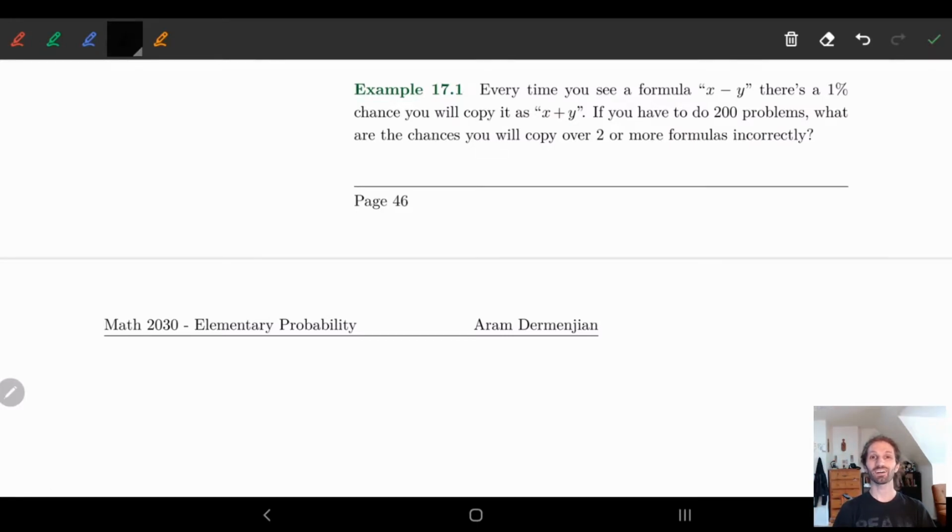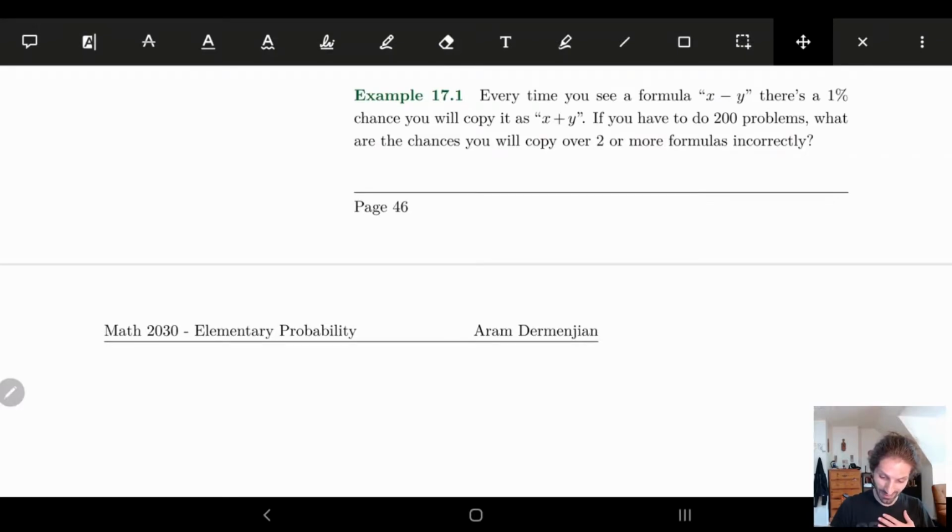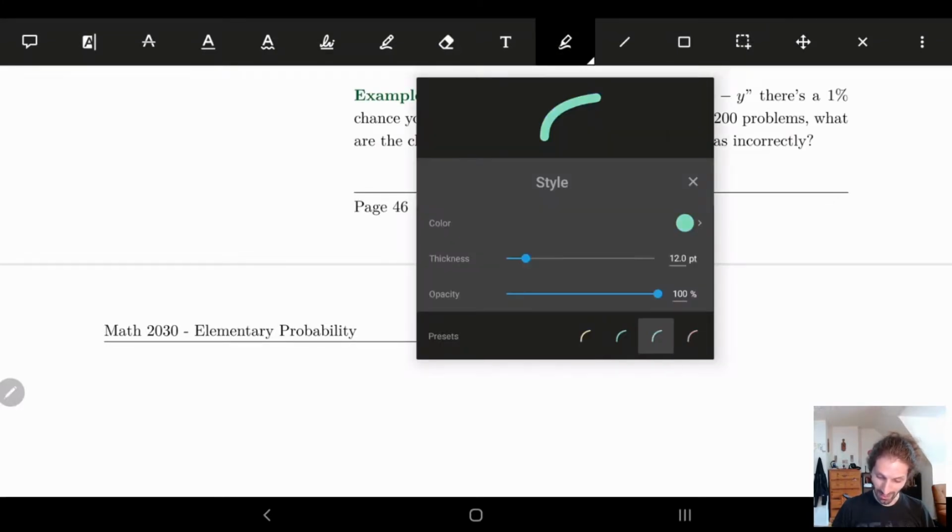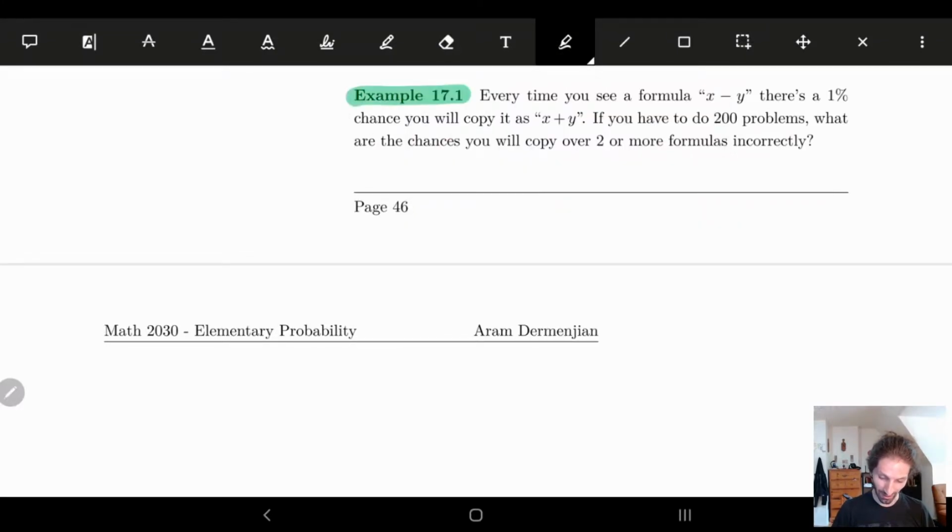Hiya. So in this video, we're going to look at an example of Poisson distribution or Poisson approximation more precisely. And I actually like this example. It's, in my opinion, a really fun example. So basically, we're going to look at a common human error.